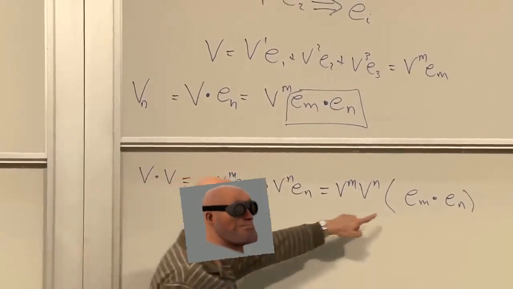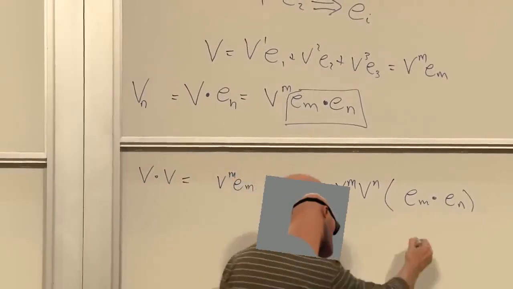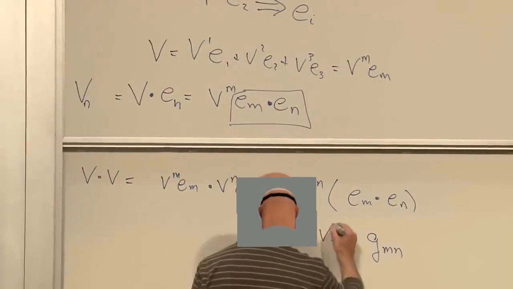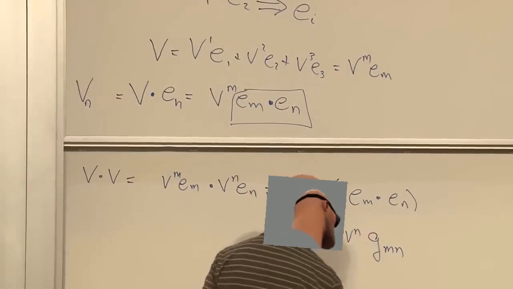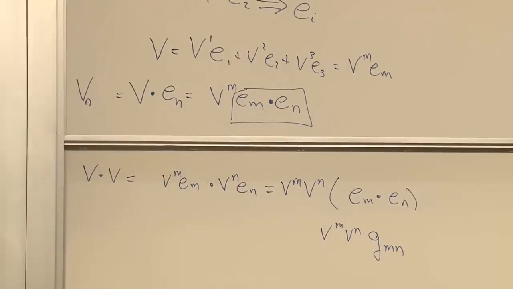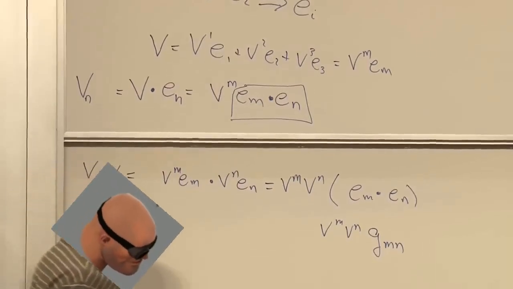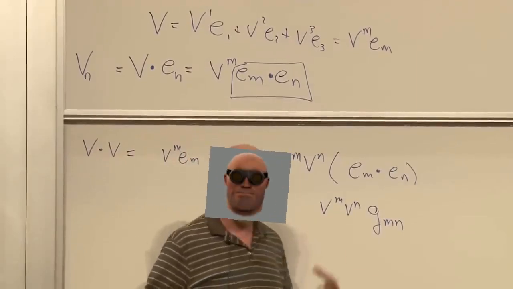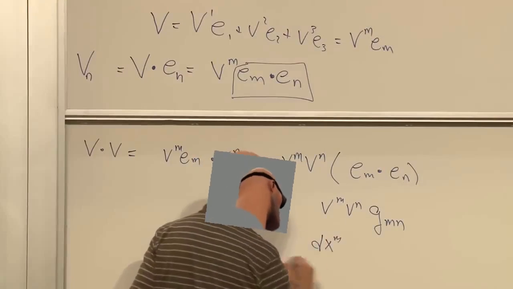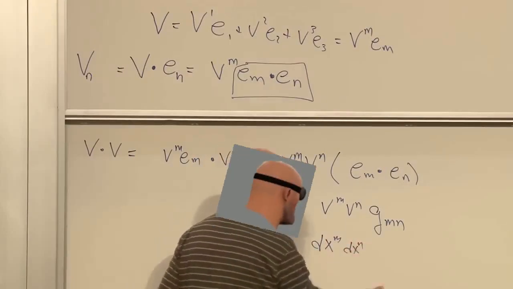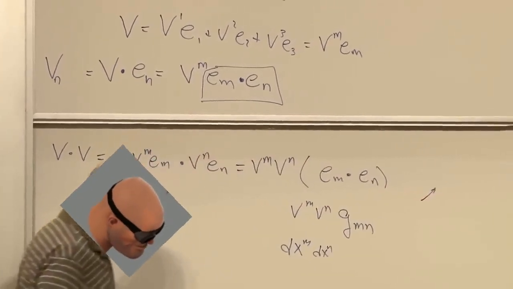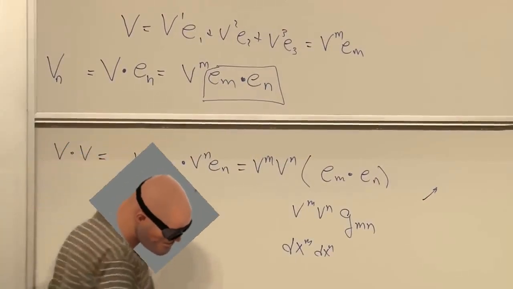Let's call this quantity E_m dot E_n. Let's call it g_mn. And now we have a formula V^m V^n g_mn. This is the character of the metric tensor. The metric tensor tells you how to compute the length of a vector. The vector could be just dx^m and dx^n, and then we would just be computing the length of a little interval between 2 neighboring points. g_mn.